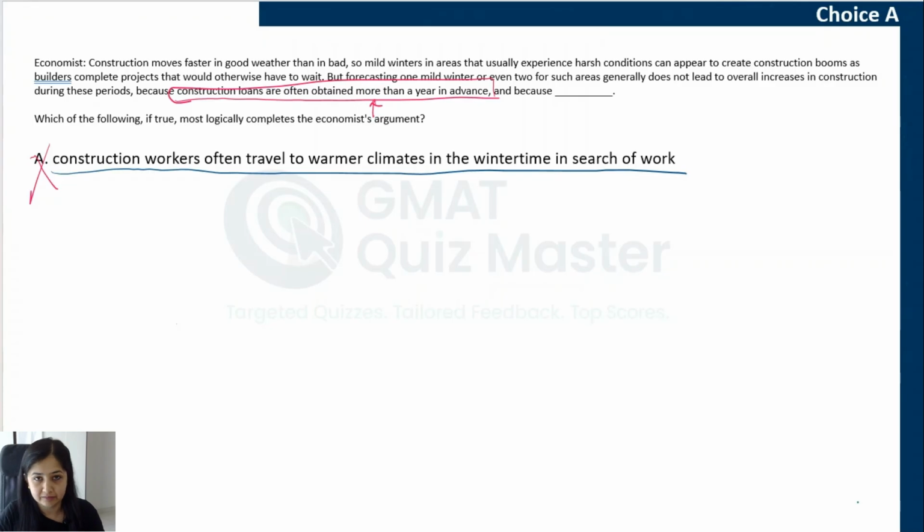Secondly, even if it was a different situation and the first reason was complete in itself, this choice would still have been incorrect. Let's understand why. So this choice says that construction workers often travel to warmer climate in wintertime in search of work. So this is a generic information given to us. Now, when we are talking about these areas, the argument is about areas that usually experience harsh climates.